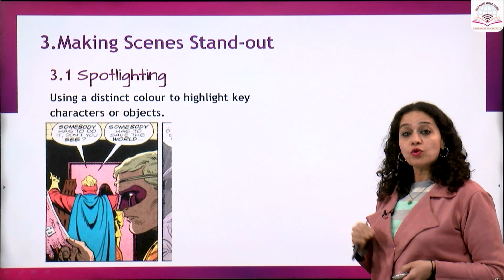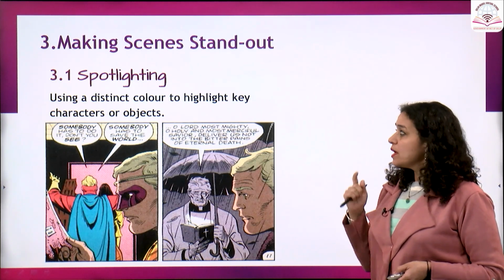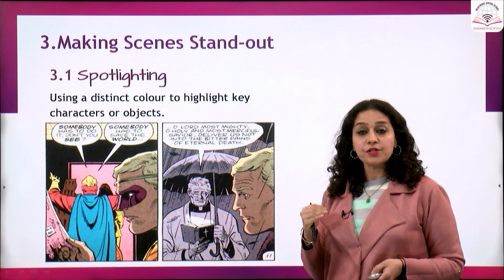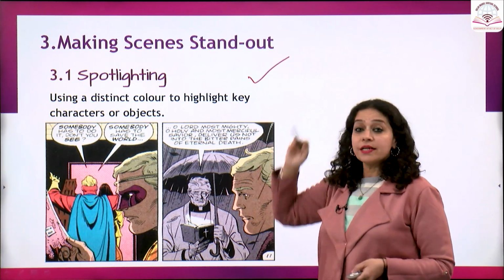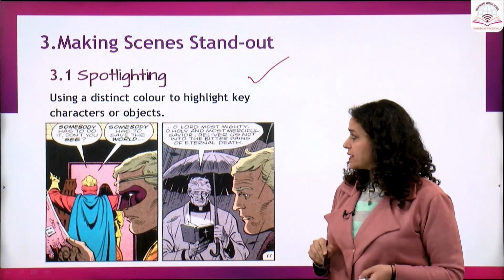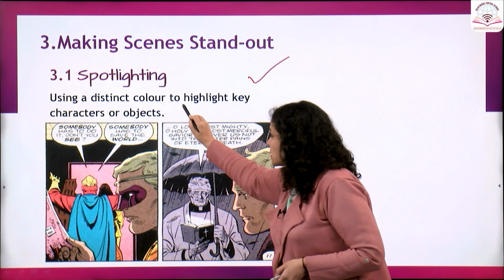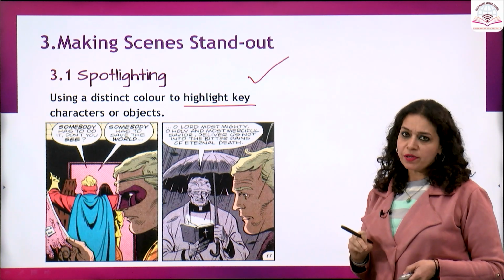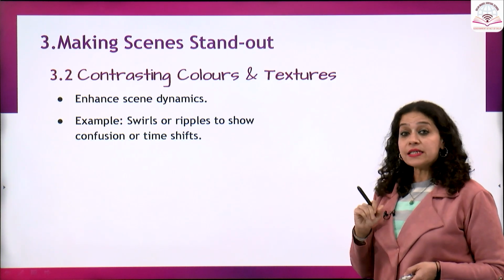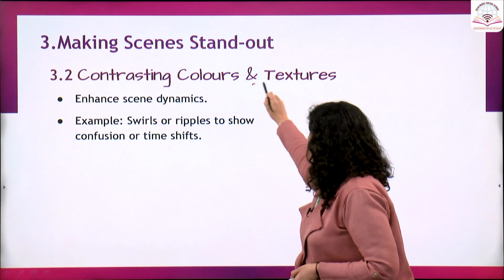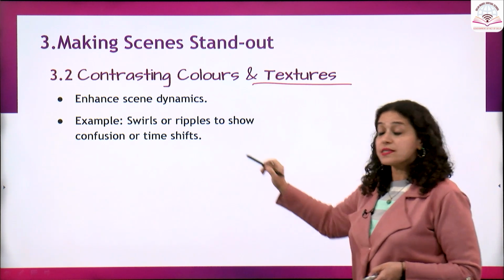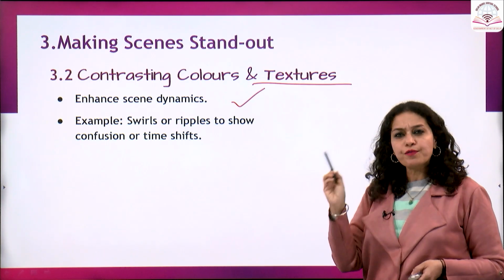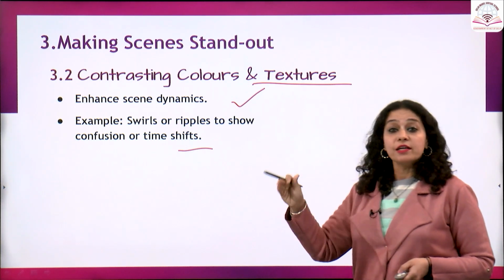Now let's talk about making scenes stand out. In making scenes stand out, we have certain aspects of how color palette is used to highlight. Spotlighting. And what is spotlighting? When we use a distinct color to highlight key characters, objects and even moments. Also, the second technique is contrasting colors and textures that enhance the scene dynamics. For example, swirls or ripples that show confusion and even time shifts.